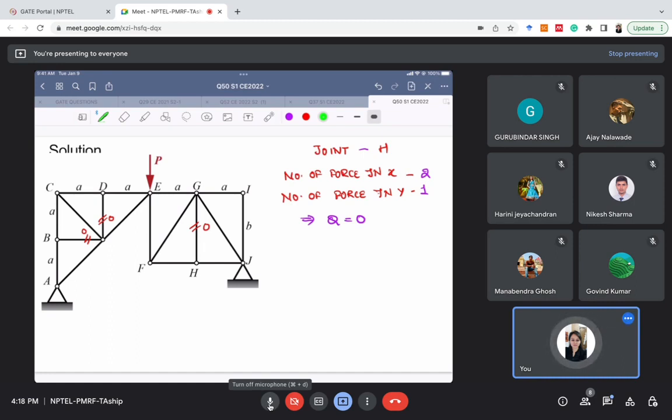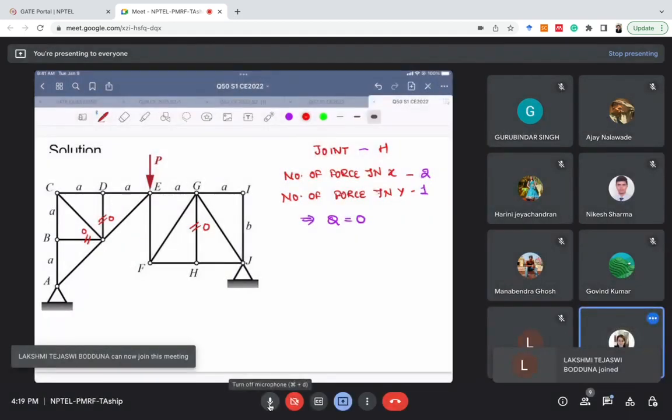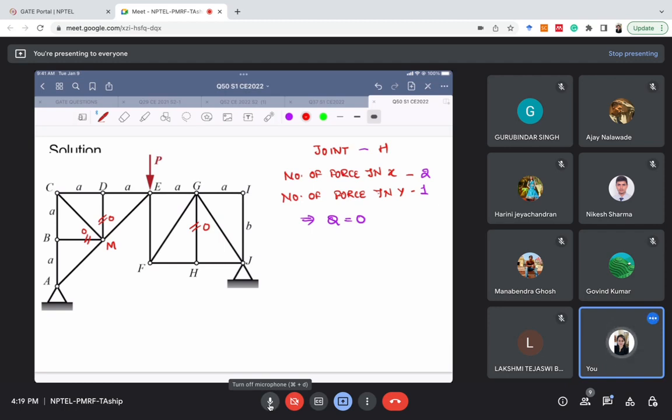So let's see, I can also analyze joint number E now. No, we cannot analyze joint number E because joint number E has more than 3 members. So I'm saying the joint which has maximum 3 members. So let's say this joint is not named yet. Let's say this is joint number M. So this joint has now 3 members, right? Because these 2 members have now become zero force members. So now I can analyze this joint M.